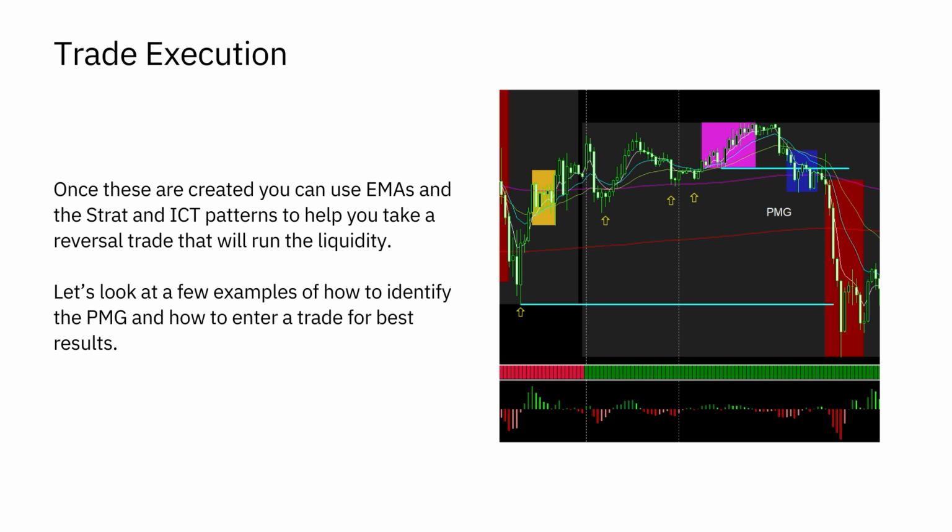Trade execution. Once these are created, you can use the Strat and ICT patterns to help you take a reversal trade that will run the liquidity. Let's look at a few examples of how to identify the pivot machine gun and how to enter a trade for the best results.